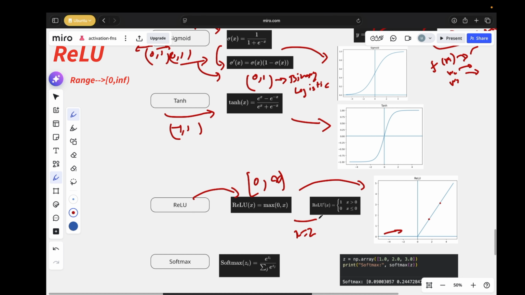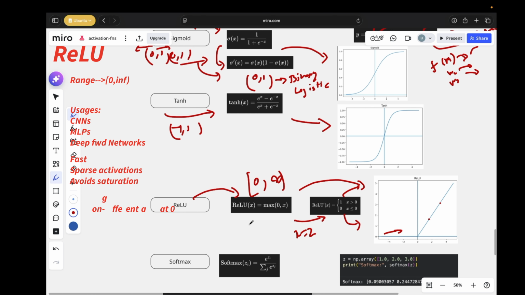And you can understand from the derivative also here, right? If you differentiate ReLU, for x greater than 0 it is always 1, and for x less than or equal to 0 it is always 0. Where it is used: in the area of CNNs, MLPs, deep forward networks. The advantages are that it is computationally efficient, has no saturation, sparse activation, and faster training. The major disadvantages of ReLU are dying ReLU, not zero-centered, and non-differentiable at 0. When to choose ReLU? ReLU is the default activation for hidden layers, deep architectures, vision, and general machine learning tasks.